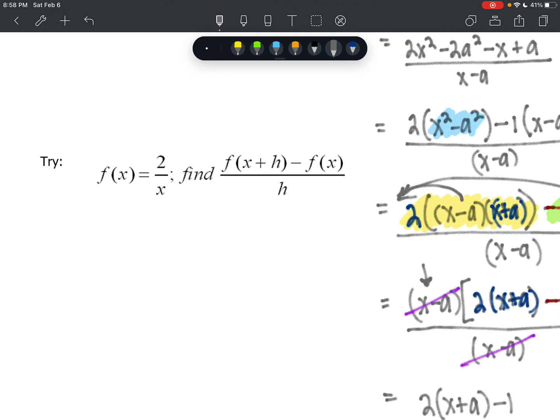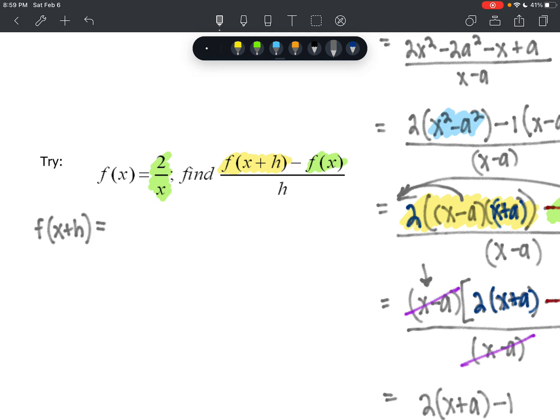It looks a little bit different, but it's actually almost a little easier because you don't have a binomial in the denominator. Just take your time and see if you can figure out what f of x plus h is. We already know that f of x is 2 over x. But what's f of x plus h? Press pause, try and find out, and then come on back and check.